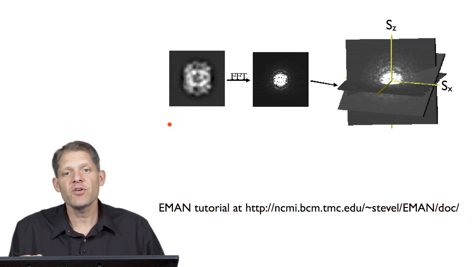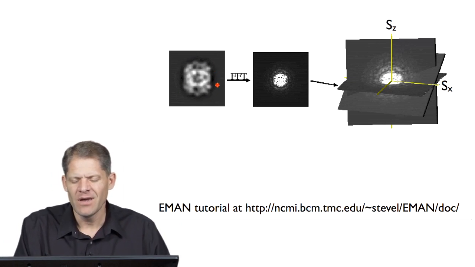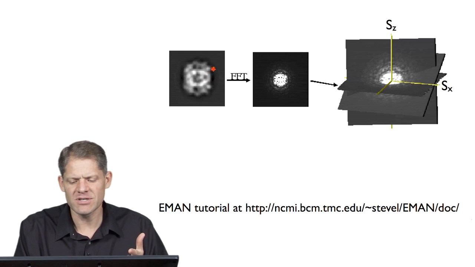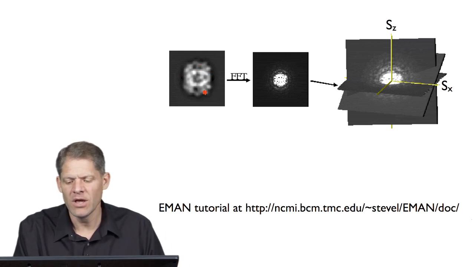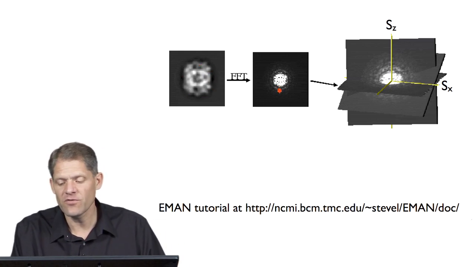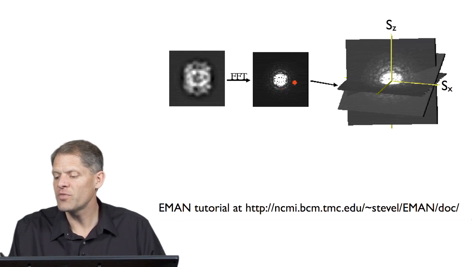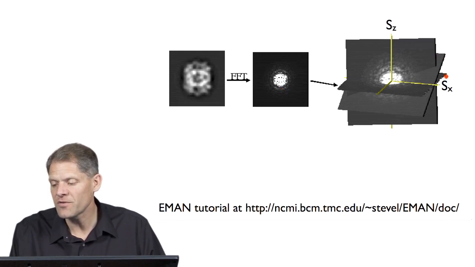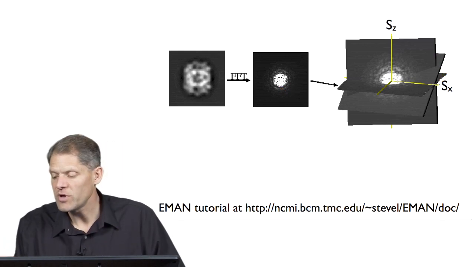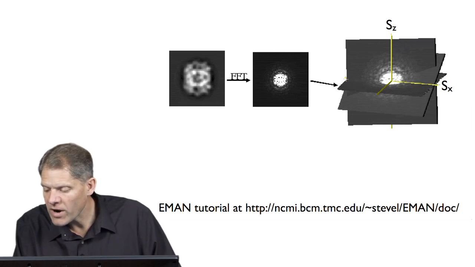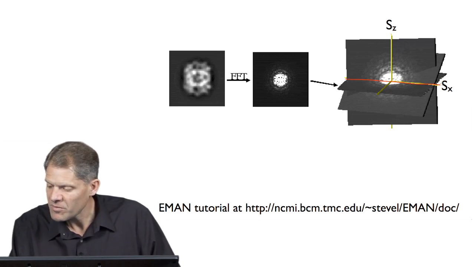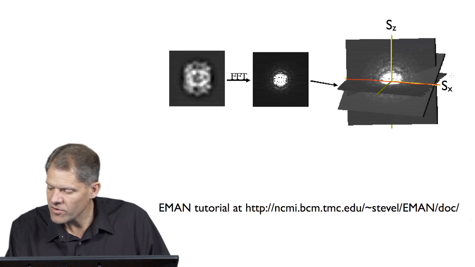Now we move on to the third class average. Here it is. Again, it doesn't really look like a top view or a side view. It's some kind of oblique view. We calculate its Fourier transform, and then we find the common line that its transform has with both the second transform and also the first transform. So we already knew where the common line was between the first transform and the second. It was right here, but we didn't know what that angle was.